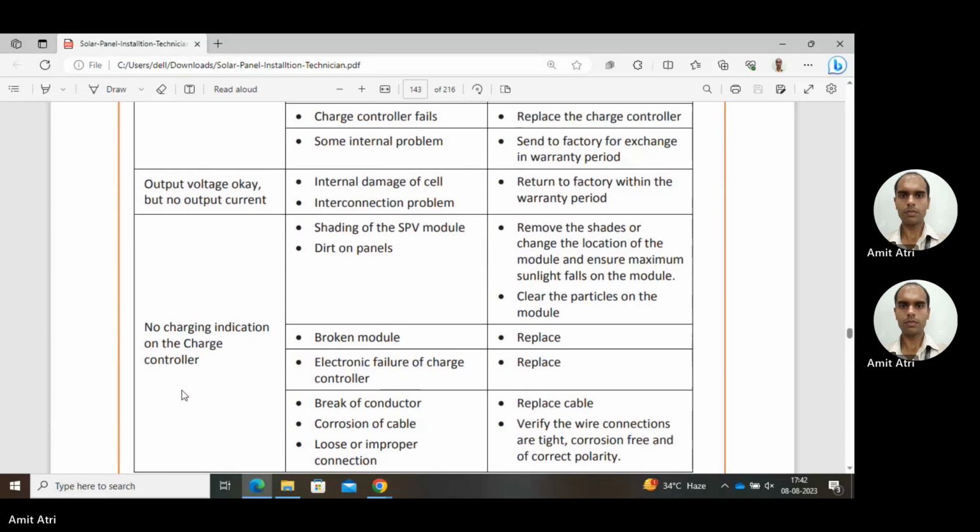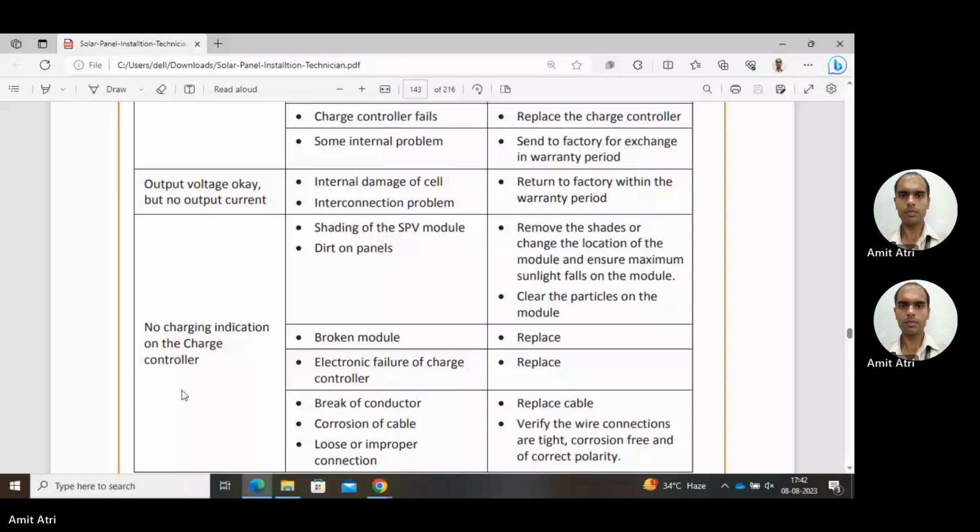Next error could be shading of the PV module. In case some type of shading is coming on the PV module, we need to remove the shade or change the location of the module so that maximum sunlight should fall on the surface of the module. The next error could be dirt on the panels, that is also blocking the light. We need to clean the module panel.